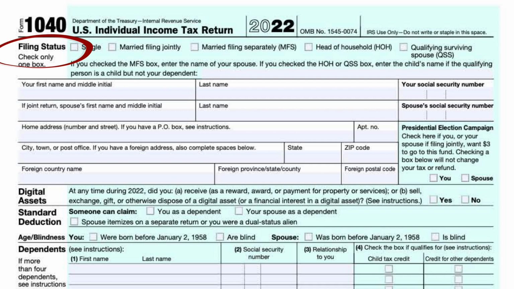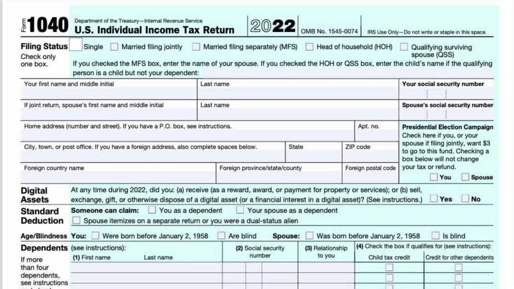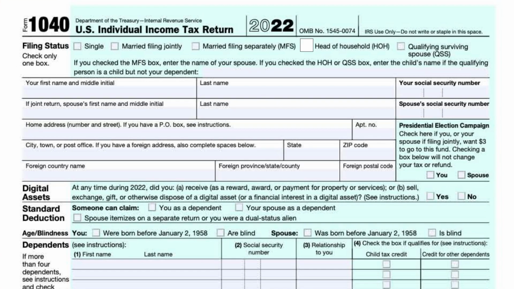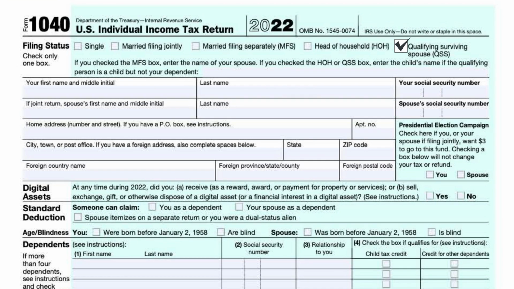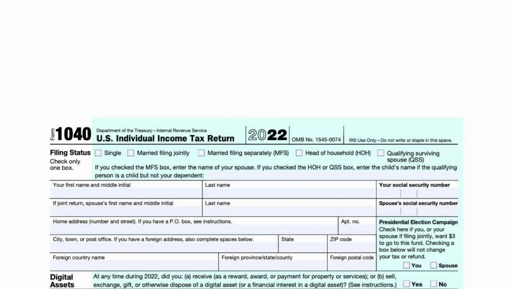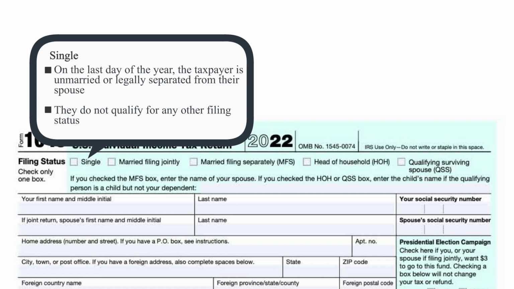There are 5 filing statuses: single, married filing jointly, married filing separately, head of household, and qualifying surviving spouse. A taxpayer's filing status is single if, on the last day of the year, the taxpayer is unmarried or legally separated from their spouse, or if they do not qualify for any other filing status.